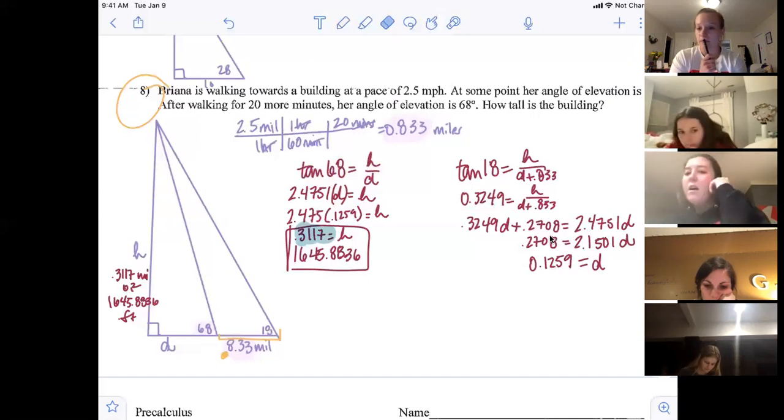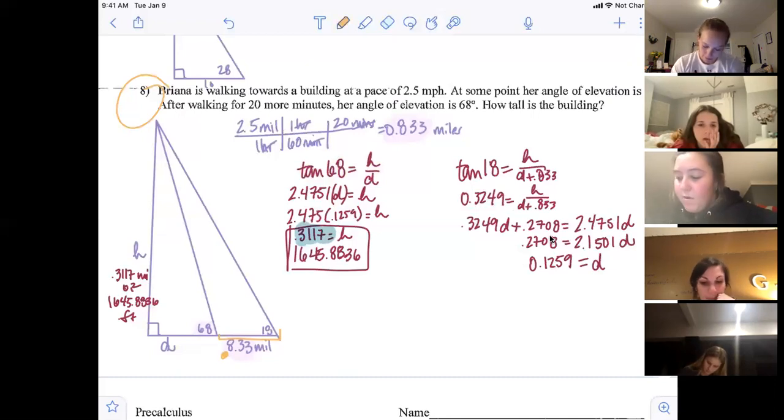Okay. I'm confused where your numbers came from after you did tangent of 68. Like, where did the 0.1259 come from? 0.1259, right here. It looks like I solved for D. And when I solved for D, I got this number.